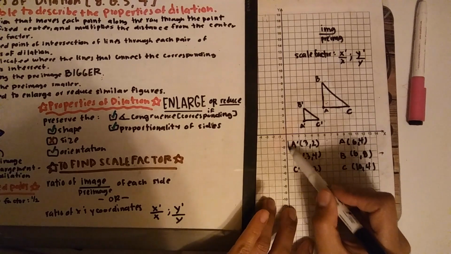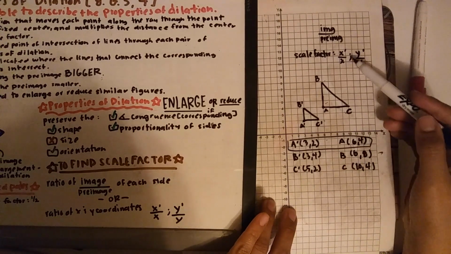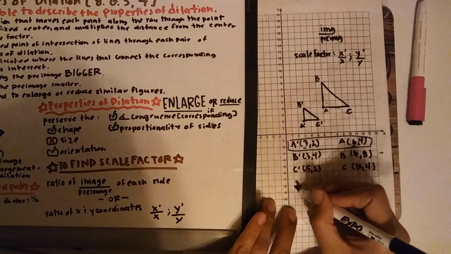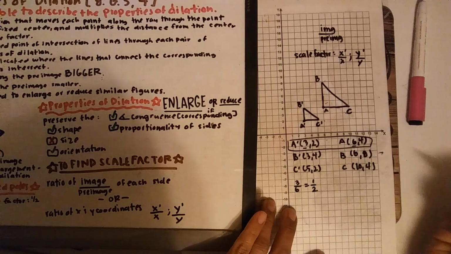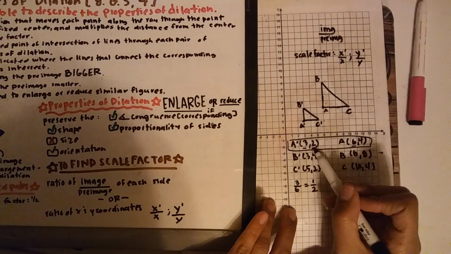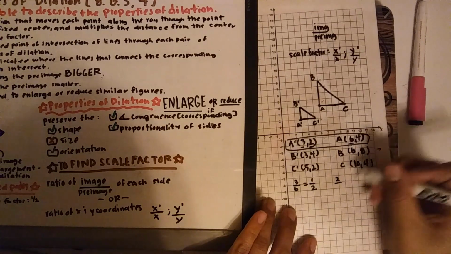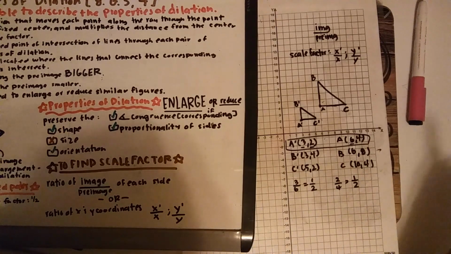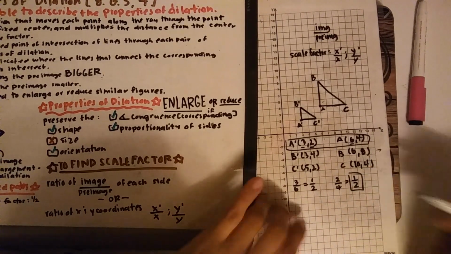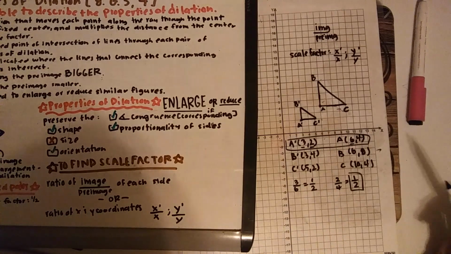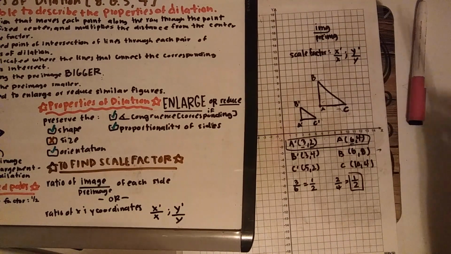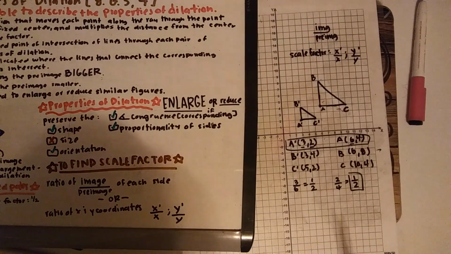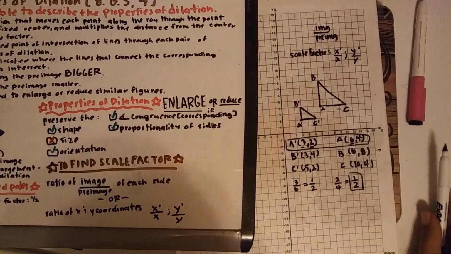Okay, so let's look at this one first. I'm going to do my x prime over my x. So x prime is 3 over my x is 6, and that reduces to 1/2. I can do it with the y as well. My y prime is 2 and my y is 4 right here, so that's also 1/2. You can do that to each one of them, and you're going to end up with the same scale factor. Just like we did when we measured the sides, you can do that, and right away you're going to get the same scale factor. Okay, so let me go ahead and give you one to do.